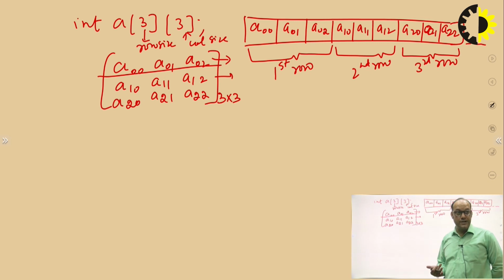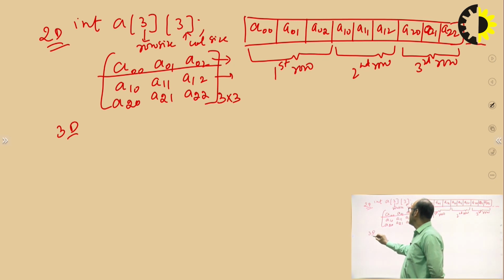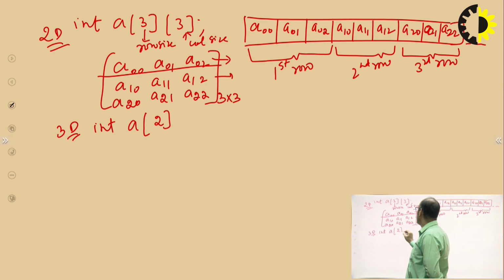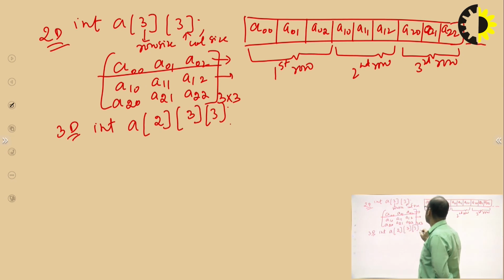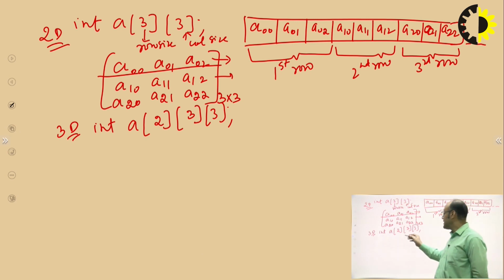And what happens in 3D? This is the example of 2D. In 3D, what will happen? Int A[2][3] and so on, three brackets are there. So what is the alignment of this?